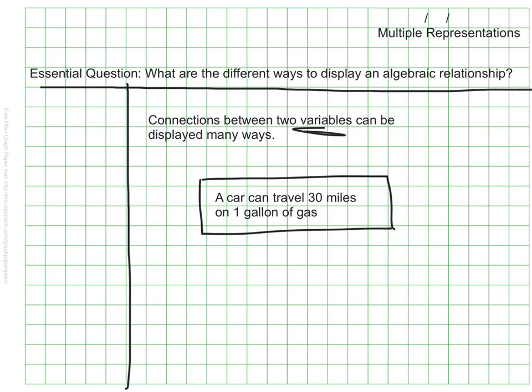Let's say, for example, that a car can travel 30 miles on 1 gallon of gas. This can be seen as an algebraic relationship with two variables. Our independent variable will help to control our dependent variable, right? So the number of miles we can go depends on how much gas we have. So this would be miles, and it would depend on how many gallons we have in our car, right?